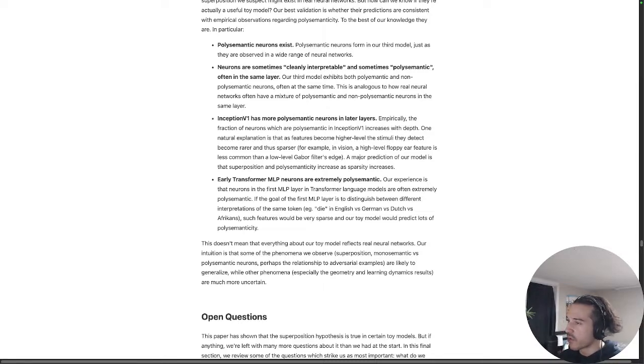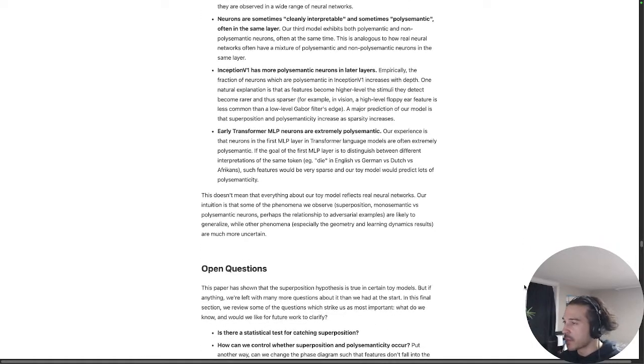Empirically, the fraction of neurons which are polysemantic in Inception V1 increases with depth. One natural explanation is that as features become higher level, the stimuli they detect become rarer and thus sparser. For example, in vision, a high-level floppy ear feature is less common than a low-level Gabor filter's edge. A major prediction of our model is that superposition and polysemanticity increase as sparsity increases.